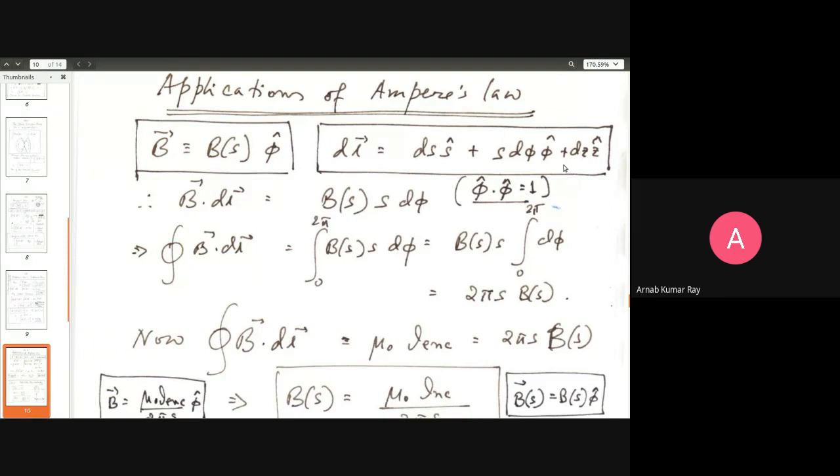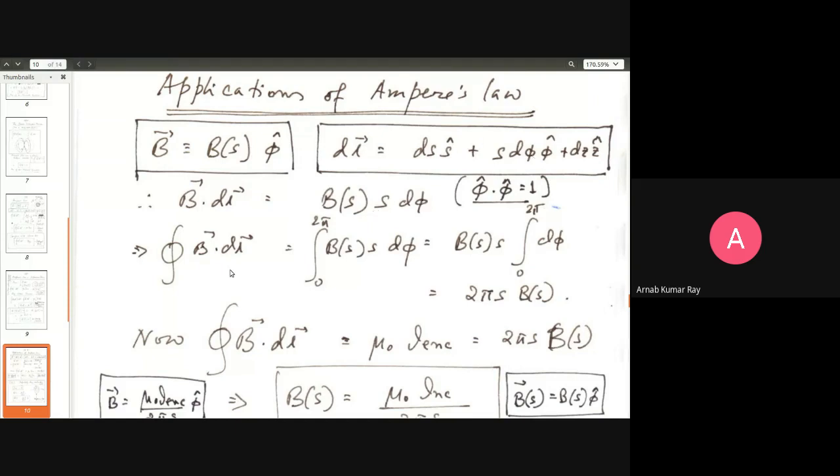So we'll take the cylindrical line element because the magnetic field itself is defined by the cylindrical coordinates. And here we write B dot dl. B has got only the phi component, phi cap unit vector. So phi cap dotted with s cap and phi cap dotted with z cap will be 0. And you'll just be left with phi cap dot phi cap, which is equal to 1. And so B dot dl will just be B_phi into s d phi.